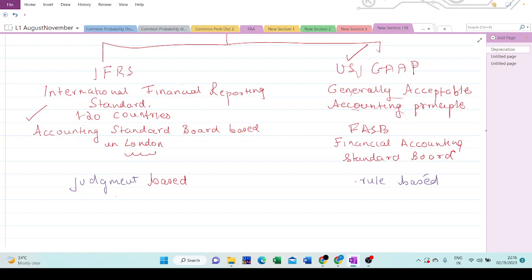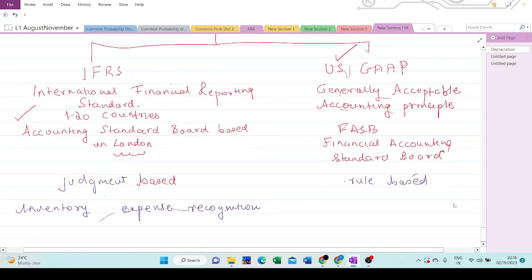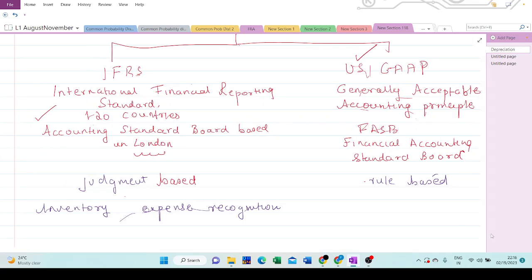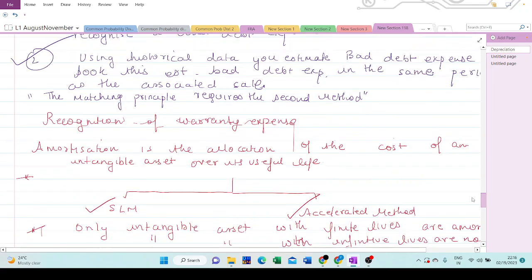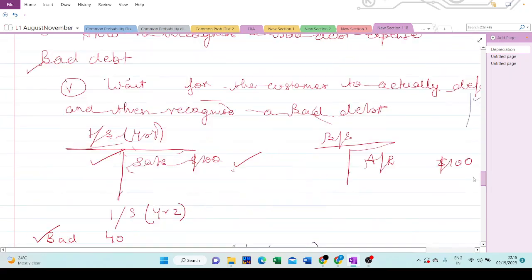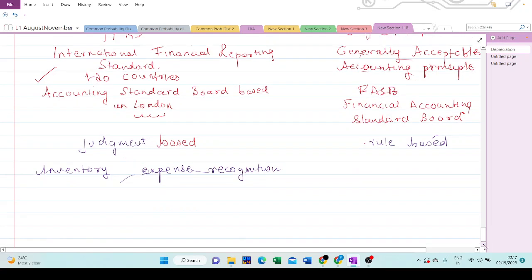Right, guys, the last point that I want to discuss today is inventory expense recognition. Okay, what is inventory, guys? Any idea what is inventory? Stock, finished goods, trade products. Yes, whatever you purchase for reselling. That is your inventory.